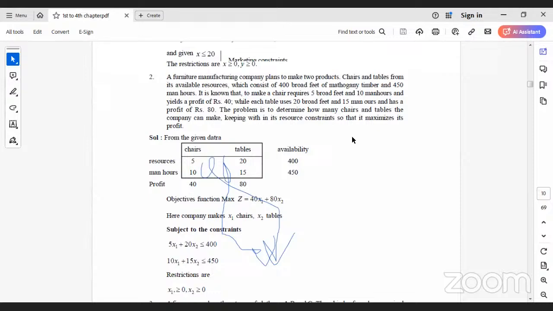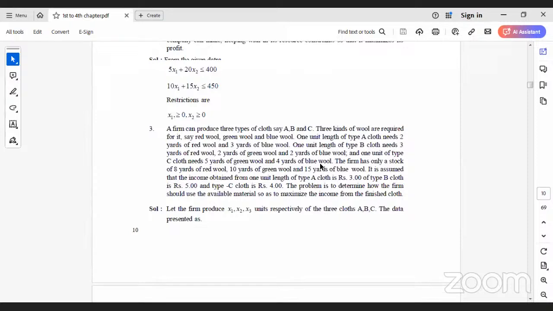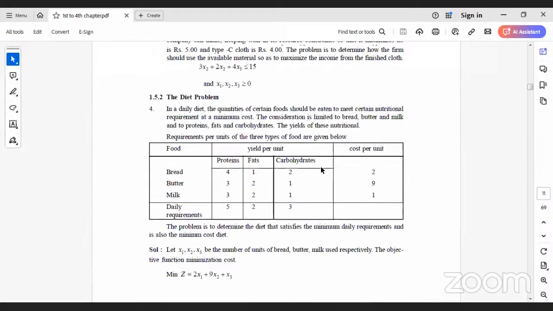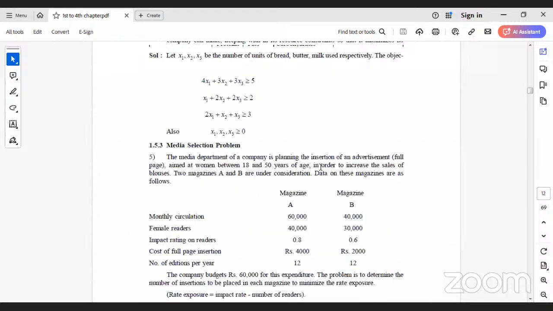5x1 plus 20x2, 10x1 plus 15x2. So therefore we are taking very small problems here. x1 greater than 0, x2 greater than 0. Clear? Do this type of problems. Any doubts, ask. Okay?